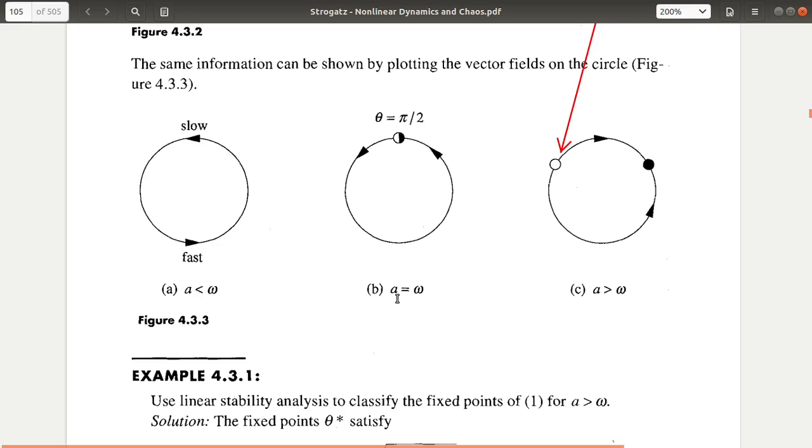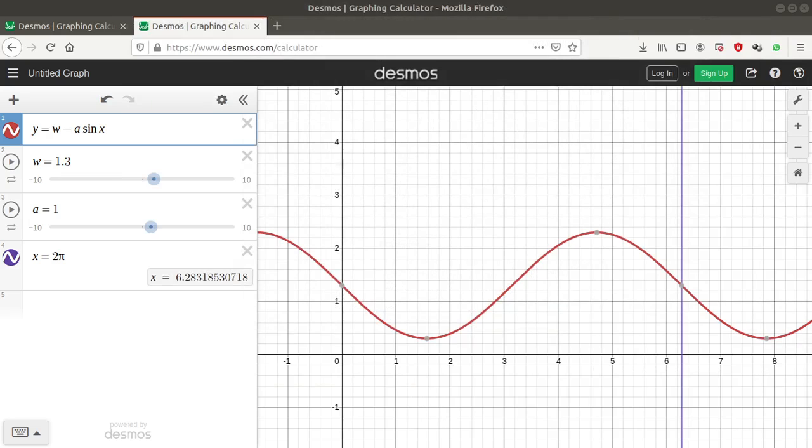When a is exactly equal to omega, then that will be a half-stable point, so we have to draw the picture like this. And for the case where omega is less than a, there will be two fixed points, one stable and another unstable. If I start somewhere from here, I'll go this way. If I start somewhere from here, I will once again go this way, but in the other direction. So that's the vector field on the circle.